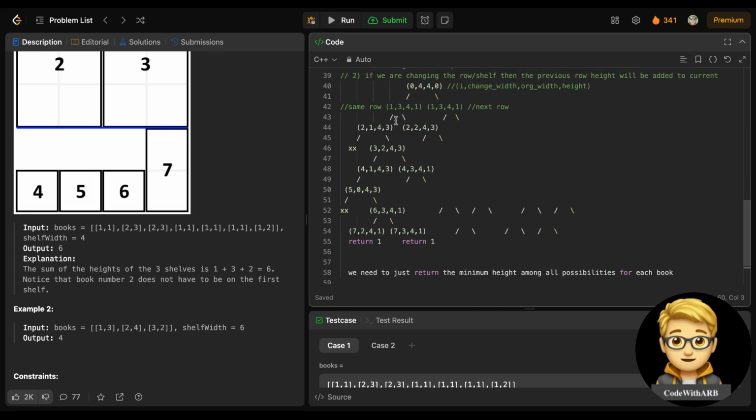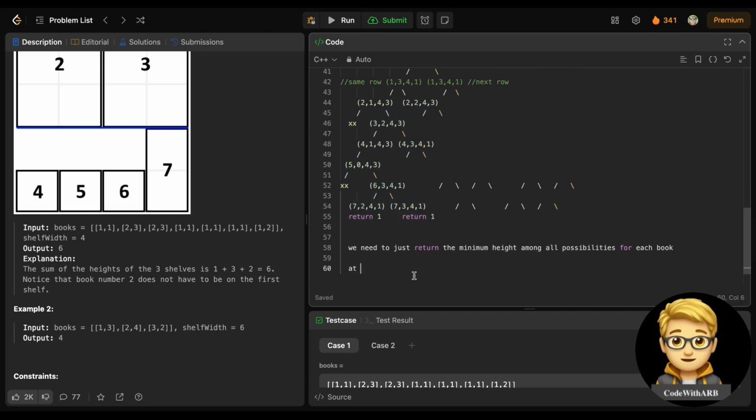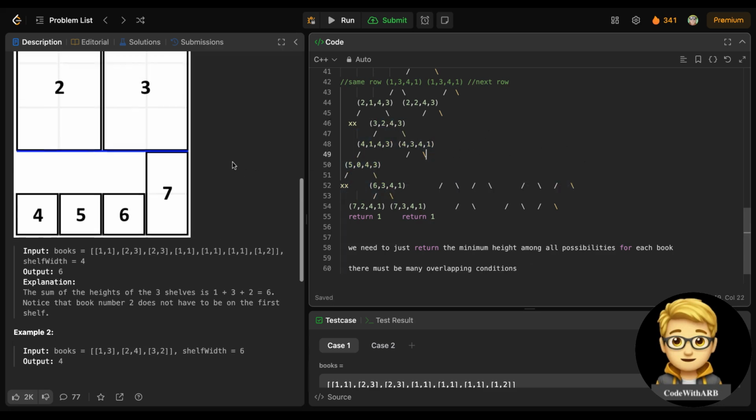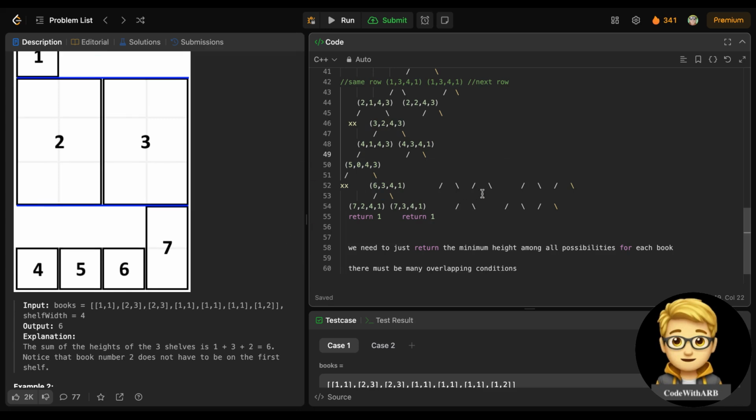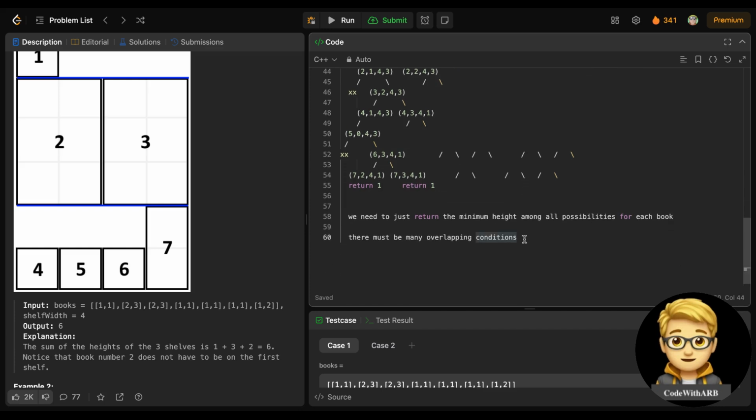So where does the dp come in? Because when you make this whole tree for a small example, there must be many overlapping conditions at any position. If you make a tree, you will see that there are many overlapping conditions, and then we need to further memoize it, right?